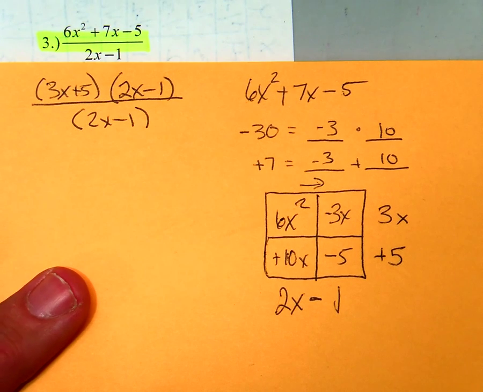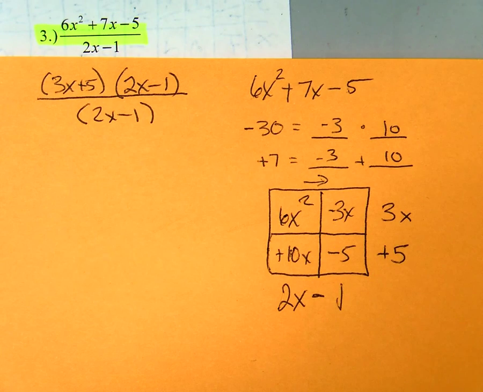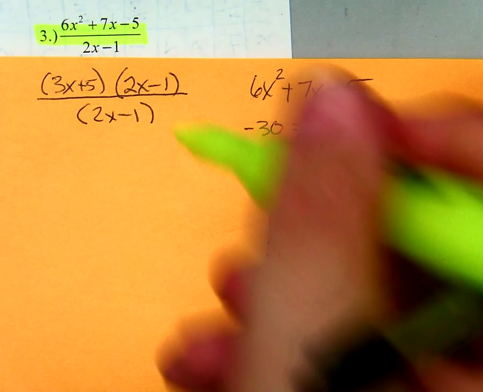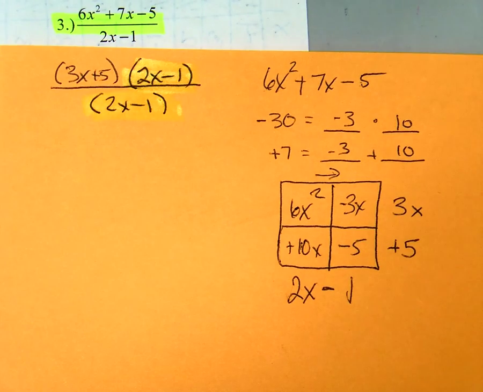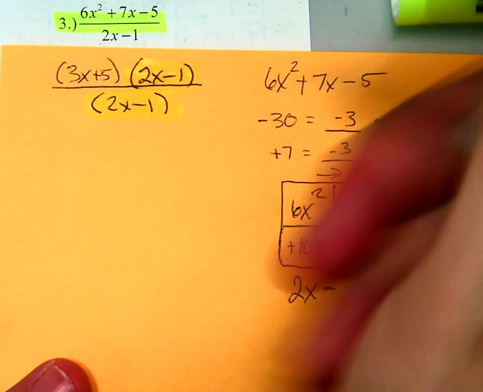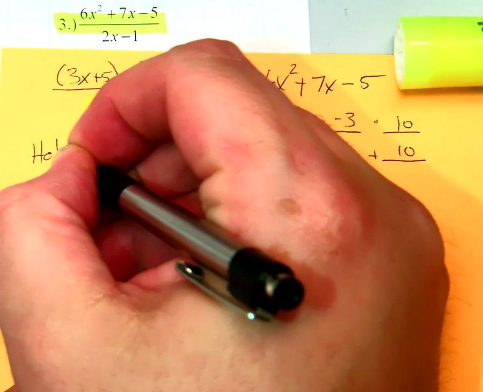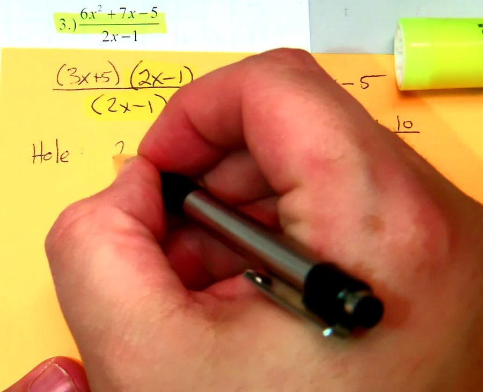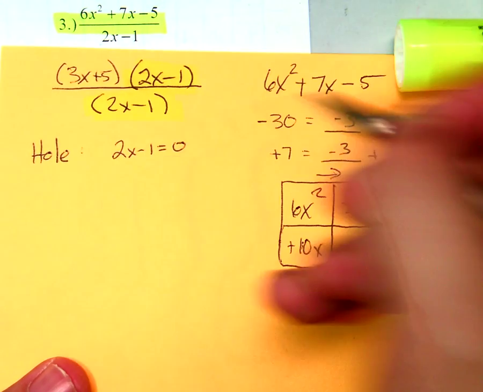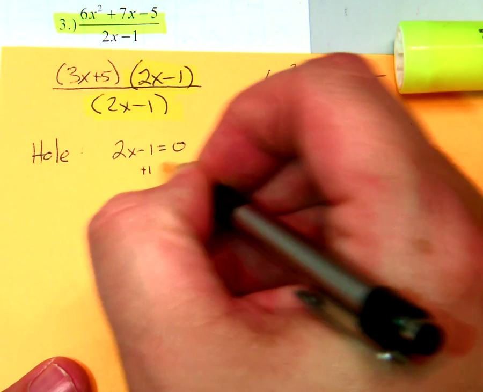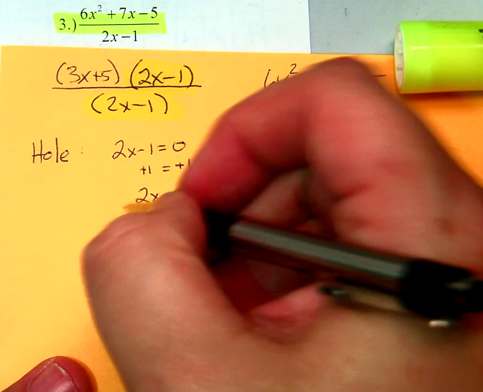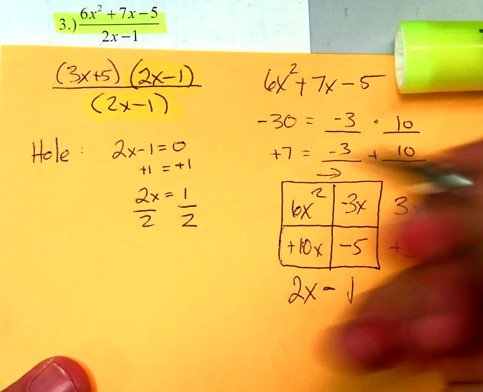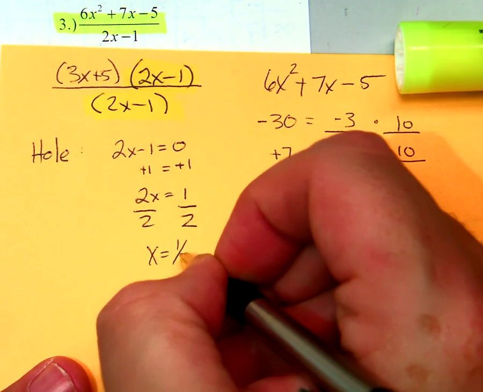So, now, can I divide them out? Yeah, that guy divides out with that guy. So, I'm going to have a hole where 2x minus 1 is equal to 0. Add 1. So 2x is equal to 1. Divide by 2. X is equal to 1/2. So I'm going to have a hole at x equals 1/2.